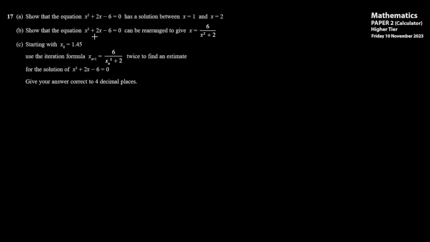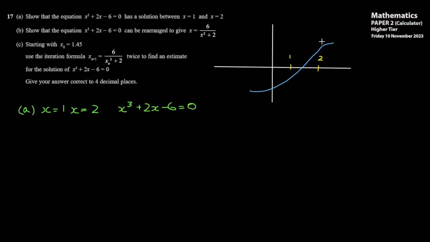So question 17 is basically an iteration question to finding the roots of this cubic. And we're told that the root is suspected to be between x is equal to 1 and x is equal to 2. And we've got to prove that to be true and then form an iteration equation and then work out the actual position of the root.